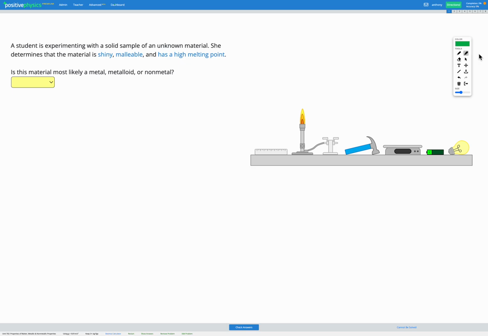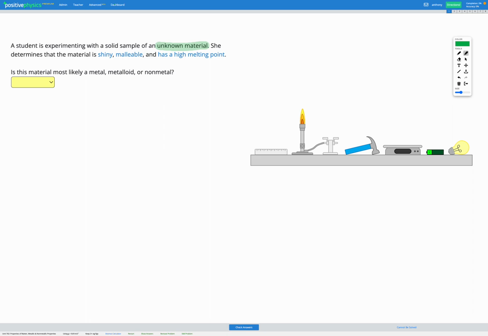A student is experimenting with a sample of an unknown material. She determines various properties of the material. She determines that it's shiny, malleable, and has a high melting point. And we're asked, is it most likely a metal, a metalloid, or a non-metal?